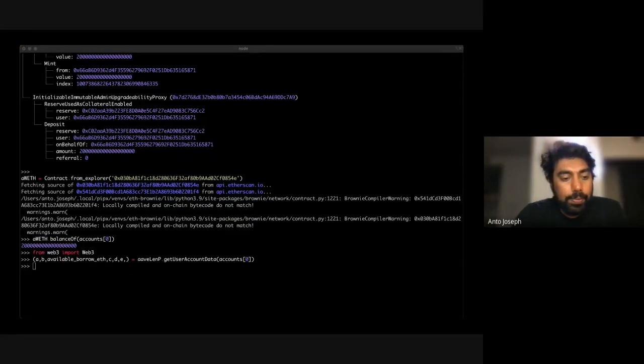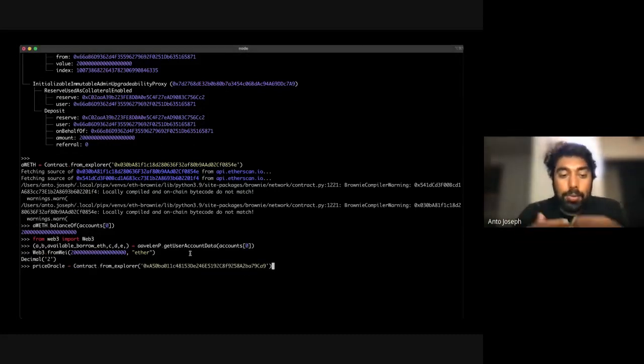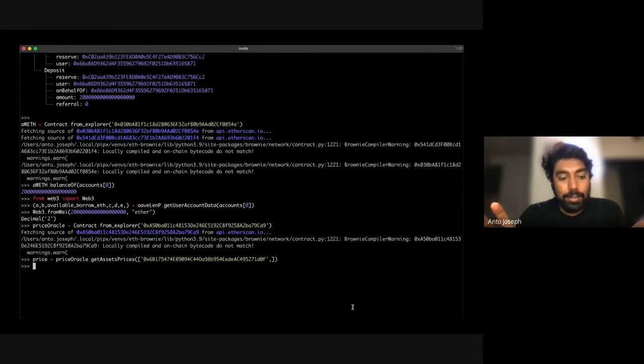And now we will be checking the amount of ETH that's available to borrow. And we deposited a certain amount that you can see here. Now, because we are taking an over-collateralized loan, we cannot take a loan against all the collateral that we have. So there needs to be a health factor. And we also need the price of the asset, which you can get from a price oracle.